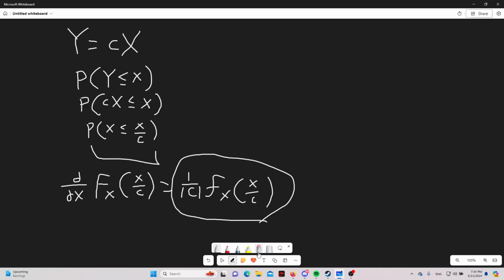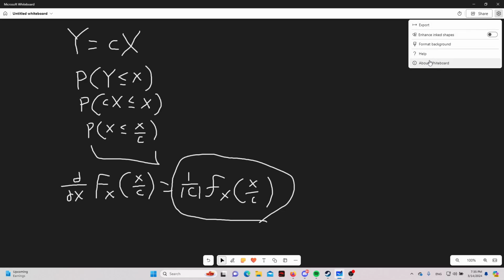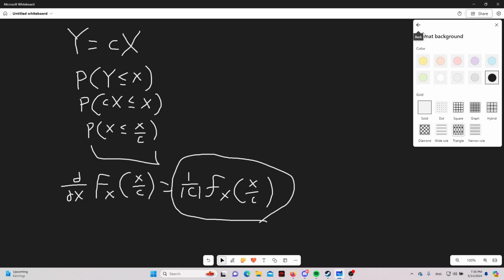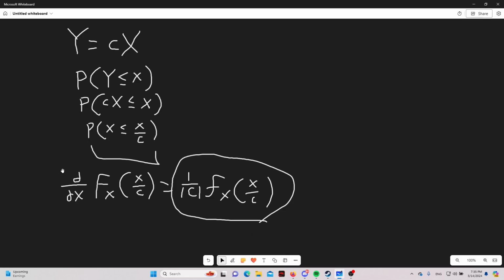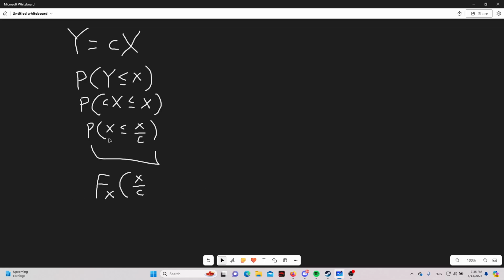So let me, how do I clear this? I haven't used Microsoft Whiteboard in a while. It's not very intuitive. All right, whatever. I'll just do this. It's not the greatest thing ever, but whatever.